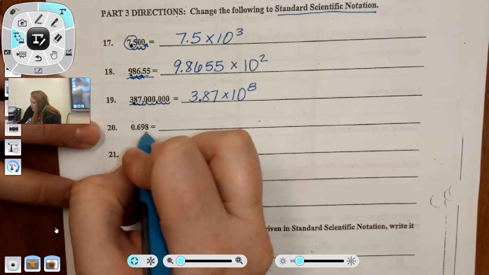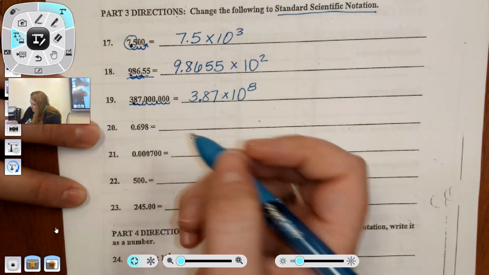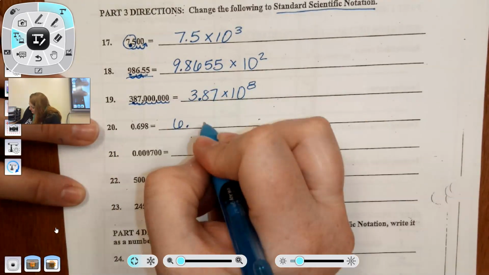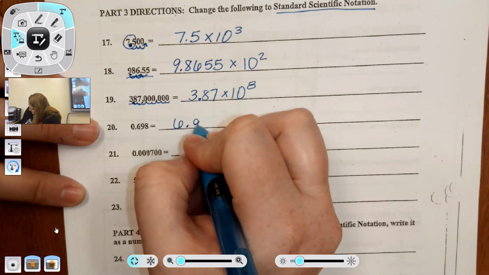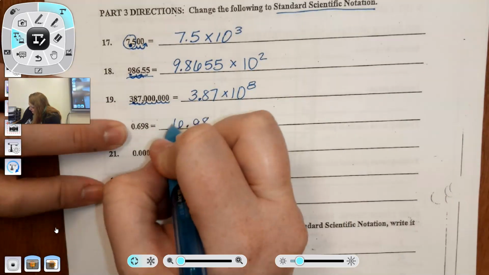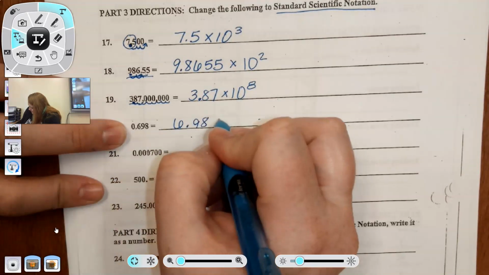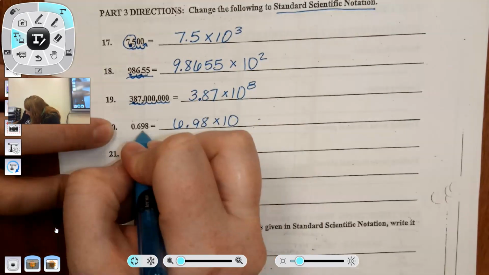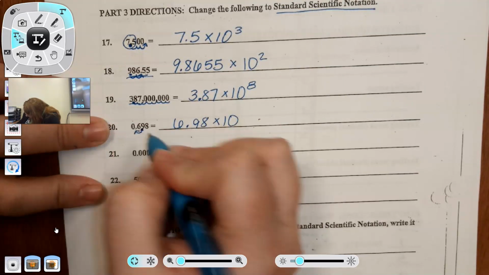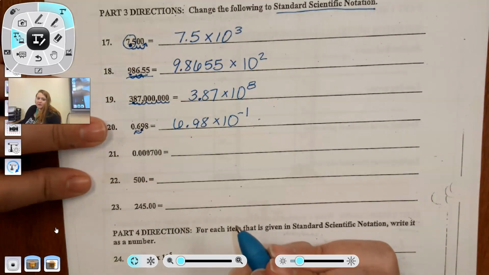All right, here's a small number, so that means we're going to be moving our decimal place to the left. So I need to find a number between 1 and 10. So 6.98. The leading zero is not significant. That's why we're not going to put it here. And there's no trailing zero. So 6.98 times 10. If my decimal was here, then I would have to move it to the left one place. So that's 10 to the negative 1.